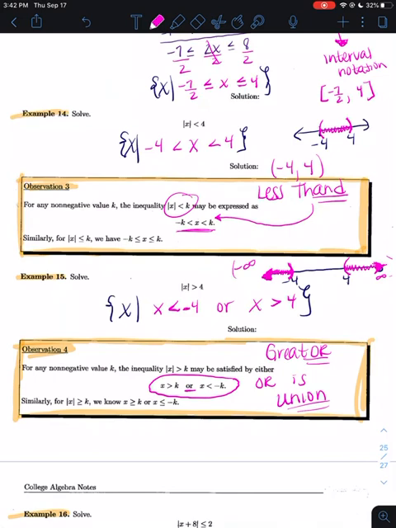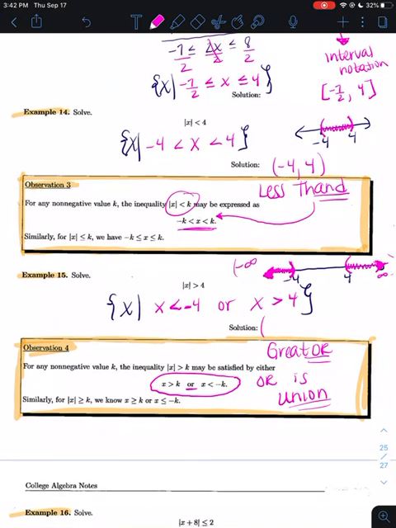So when it comes down to interval notation, the interval notation would be parentheses, negative infinity to negative 4. Because you have two separate pieces, you have this word or. Well, in interval notation, we use a union symbol like we did in the beginning of the lesson. And then it goes from 4 to infinity.